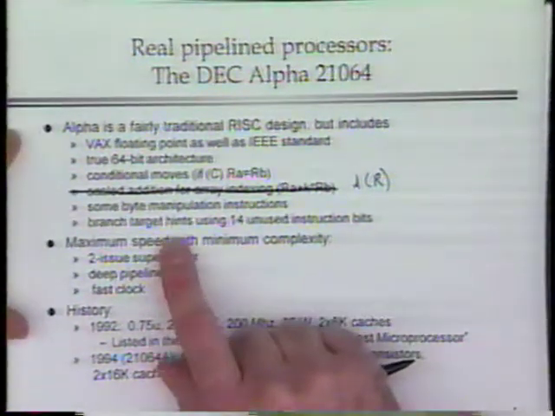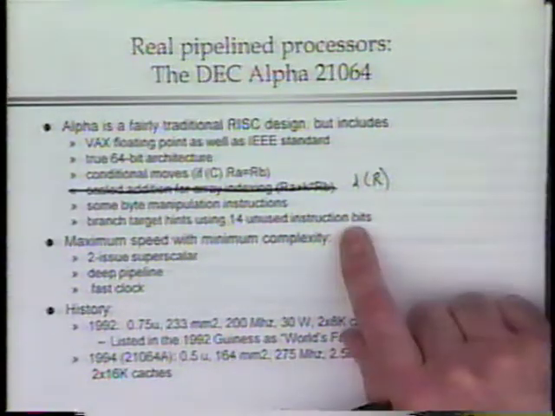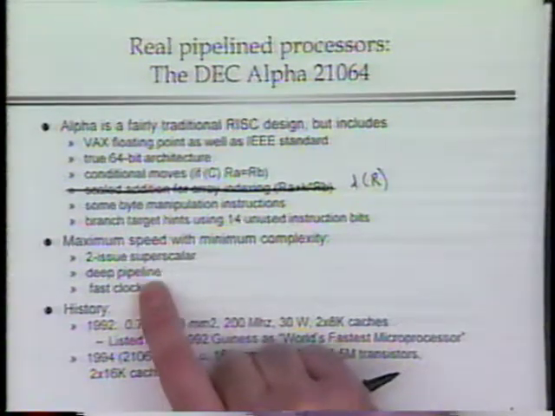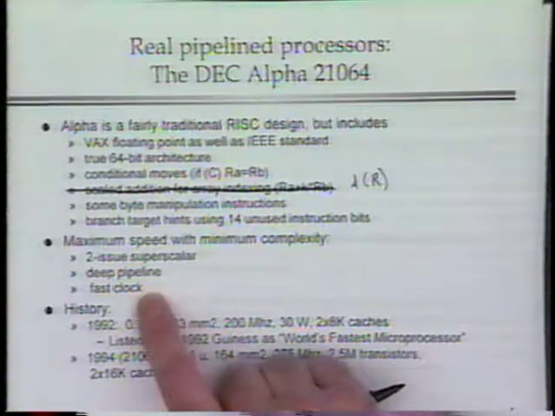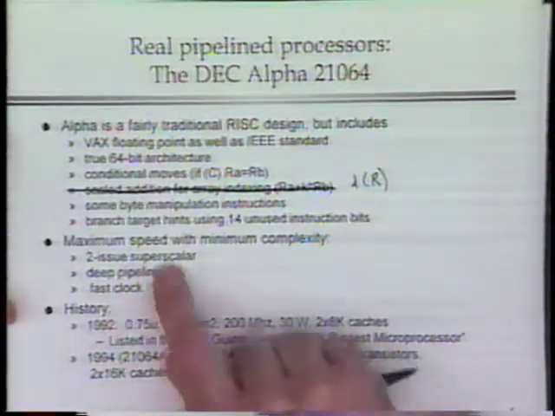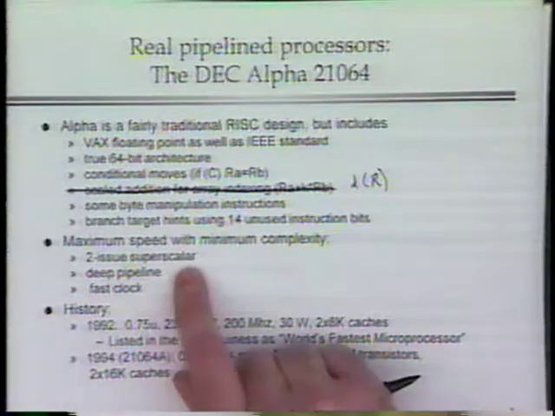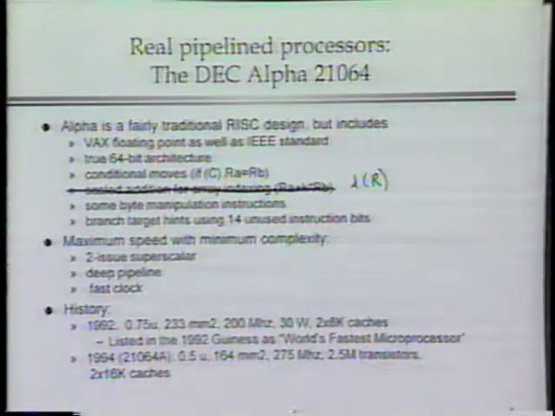It has some byte manipulation instructions and some clever branch target hints, which are important because the 21064 is in fact a very deep pipeline. It's a 2-issue superscalar machine with a very deep pipeline and a very fast clock. These characteristics are different from the PowerPC implementation we'll see, which tends to have a shallower pipeline, a slower clock, and does more in each cycle. They're very different approaches and have different performance characteristics as a result.